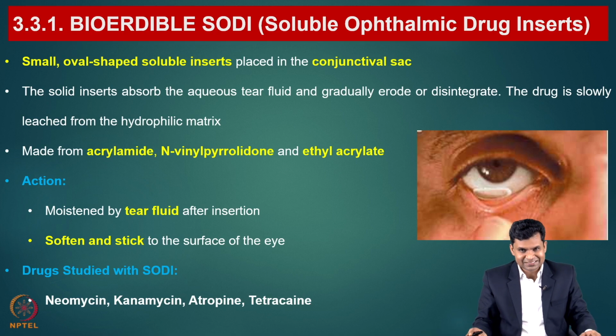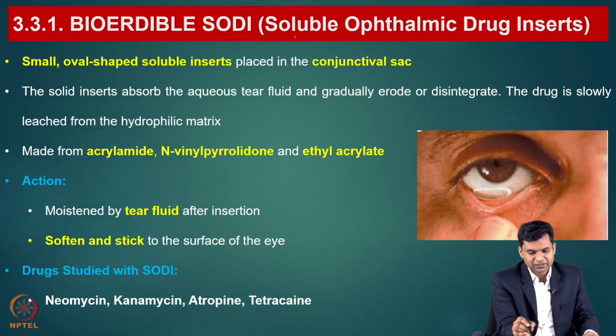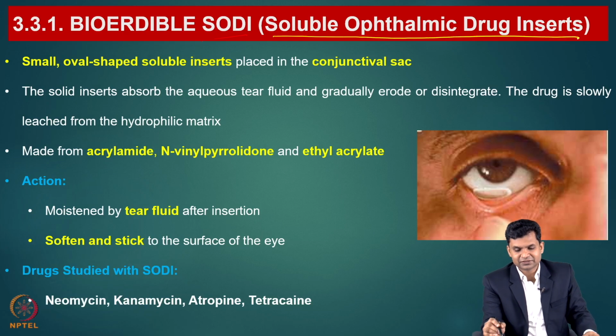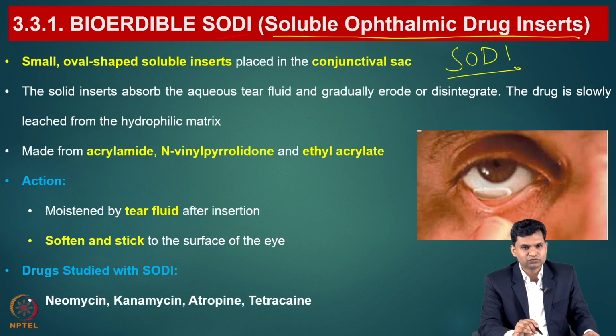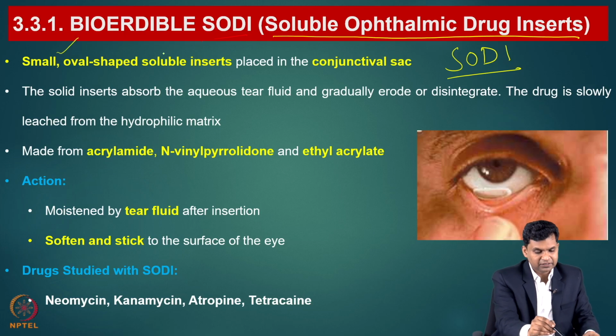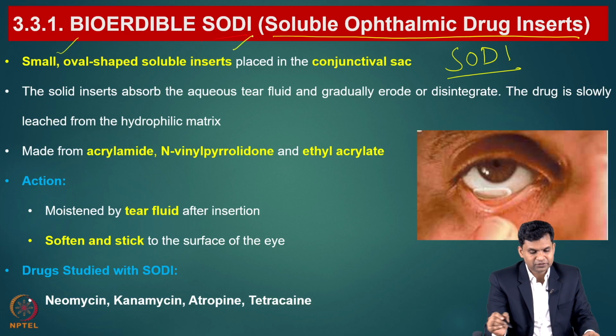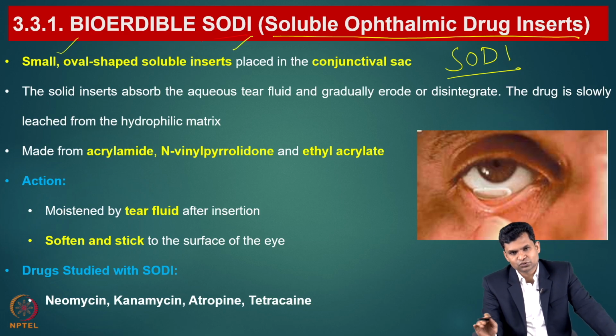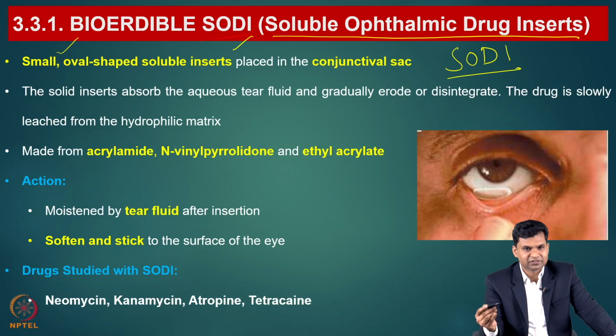bioerodible ophthalmic inserts. In that, the first one is the soluble ophthalmic drug insert, which is also abbreviated as SODI. These are very small, oval shaped soluble inserts, which will also solubilize after the treatment. But these polymer materials will release the drug based on an erosion mechanism, and will disintegrate slowly after administration. This needs to be placed in the conjunctival sac.